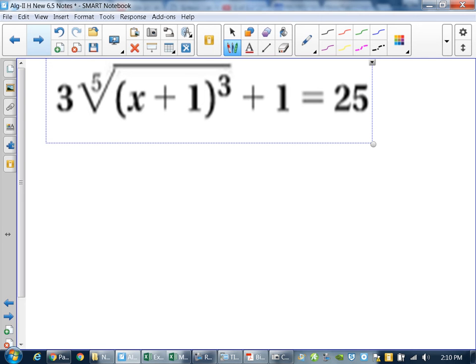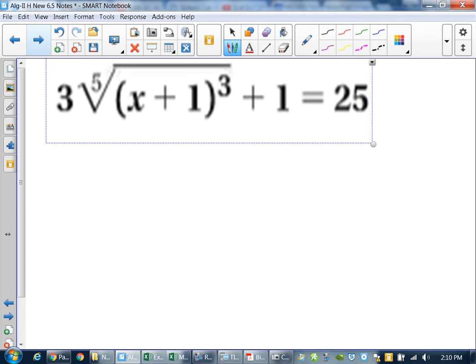Hey, Murphy, you got your calculator over there? Murphy? Yep. And the button, you got a fraction mark. Yep.